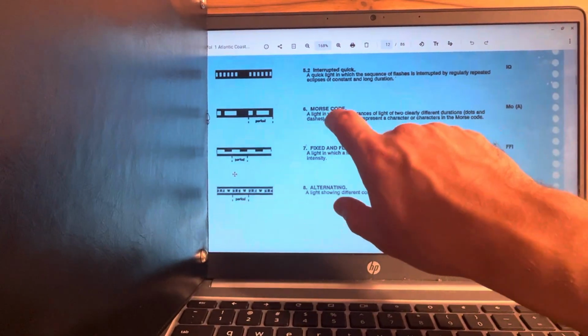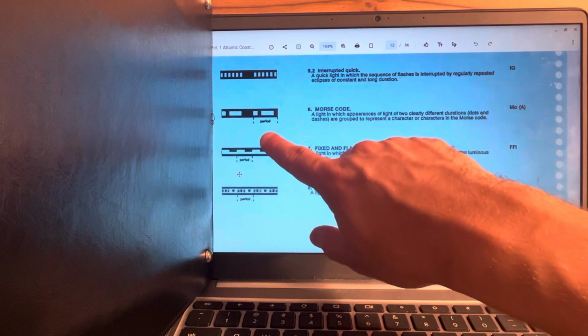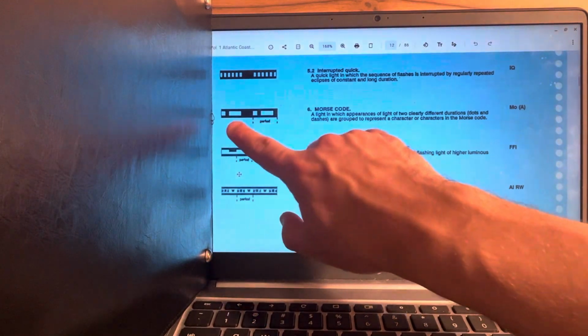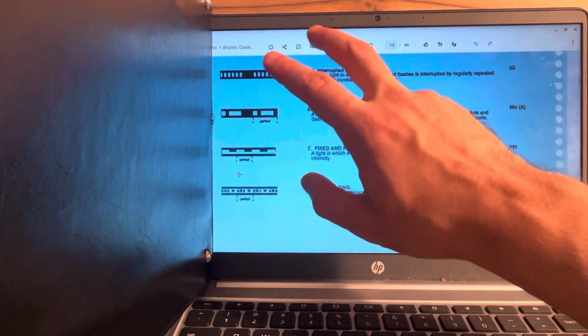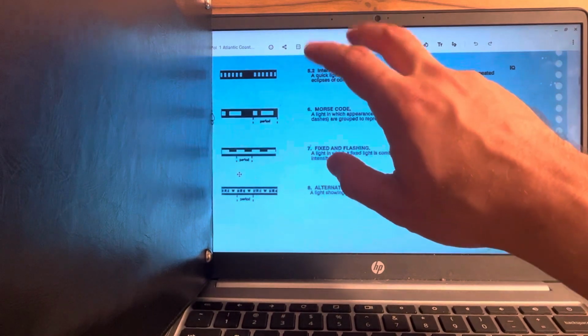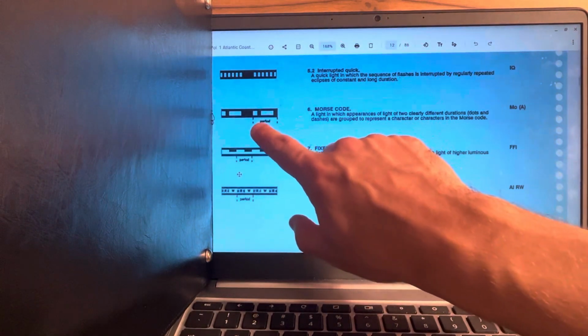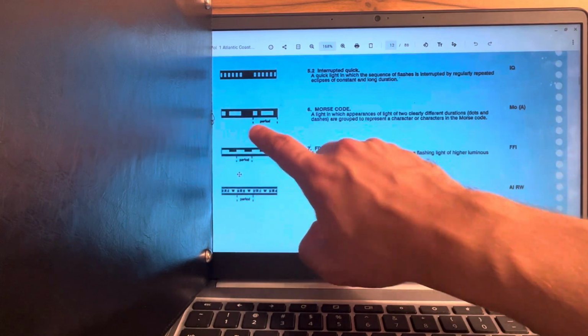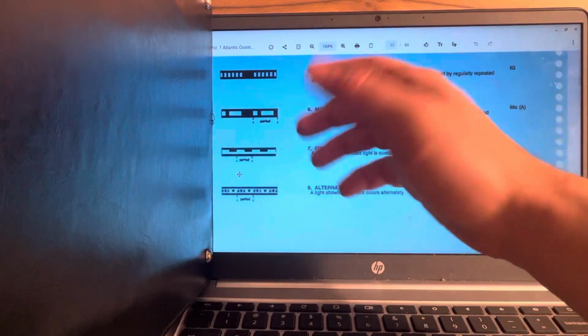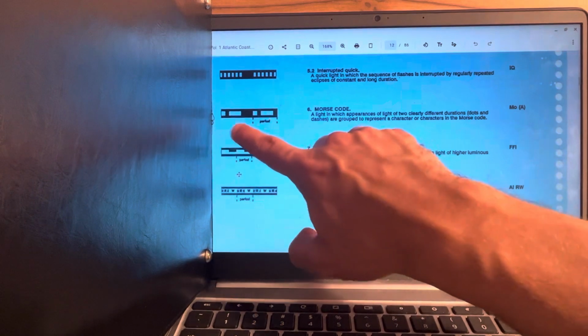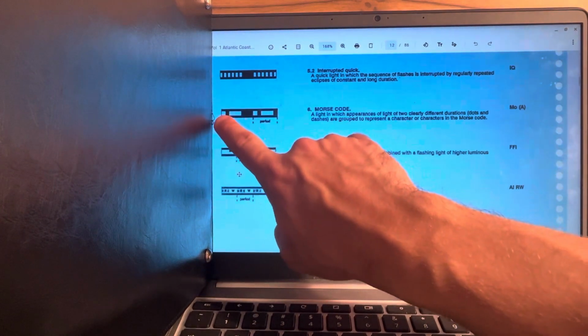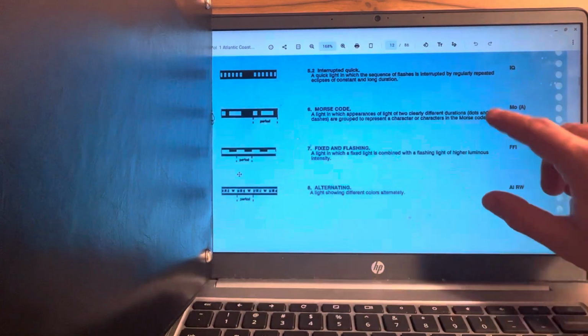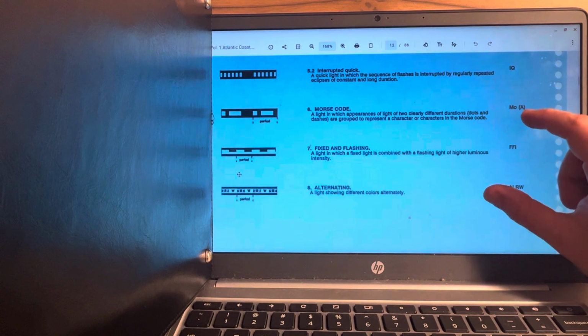Morse code lights are interesting. You could probably argue that this is technically a group occulting light, but its exact pattern is mapped out to spell a letter or a series of letters in Morse code. In this case, this is Morse code alpha, short long. And you can see right here, it's written Morse alpha.